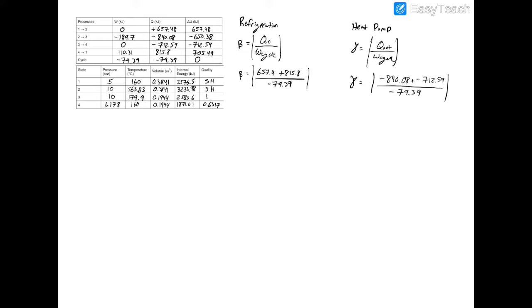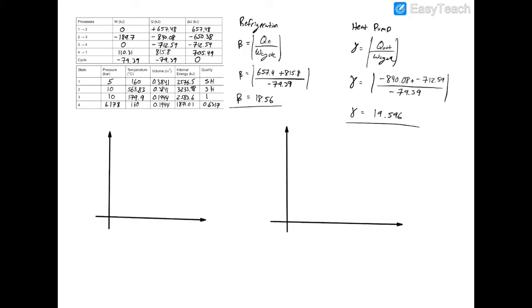So in this case, we're going to have 657.4 plus 815.8 because those were the heat transfers entering the system divided by the net work. Take the absolute value of everything, and you'll have that the coefficient of performance would be 18.56 if you're looking at a refrigeration cycle. Now, if you're looking at a heat pump cycle, it's a little similar, but the difference is that you're going to be using the Q out rather than the Q in, and that will net you 19.596 as the coefficient of performance for that instance.